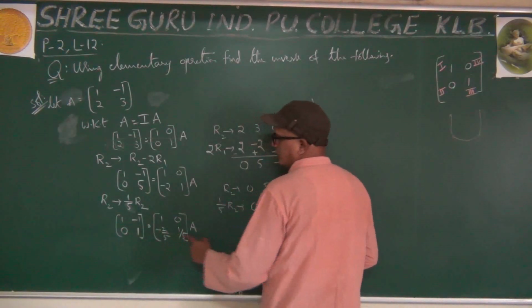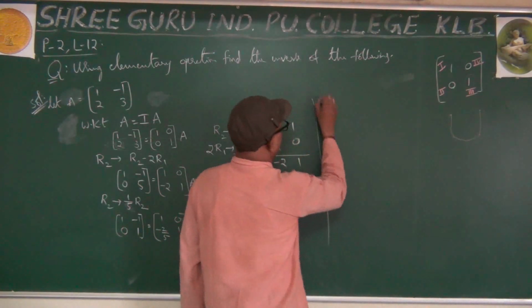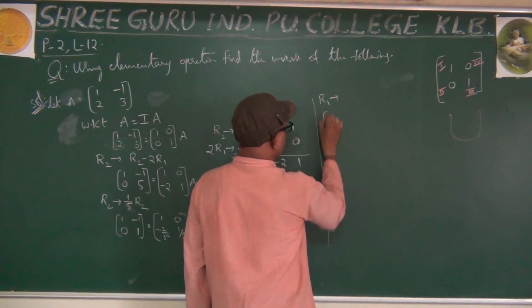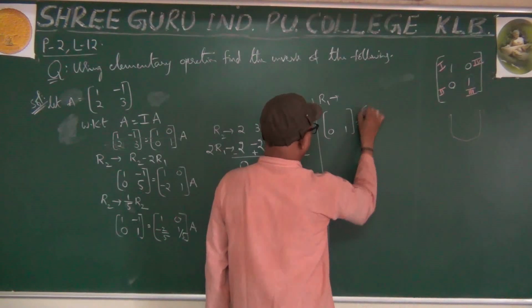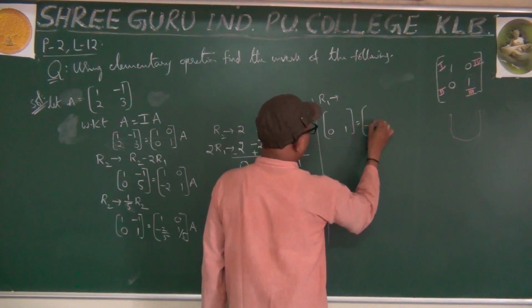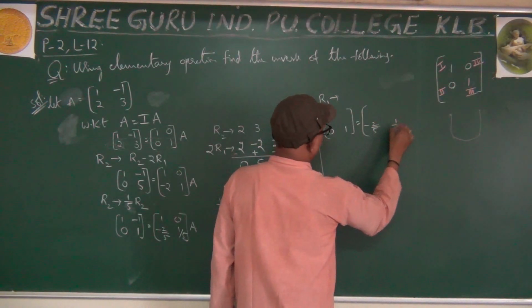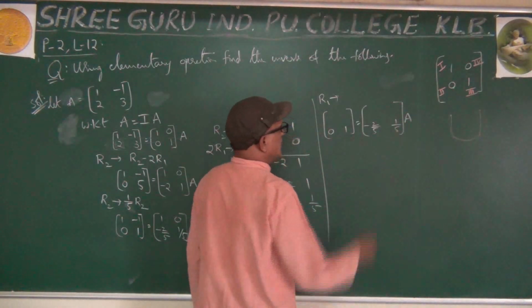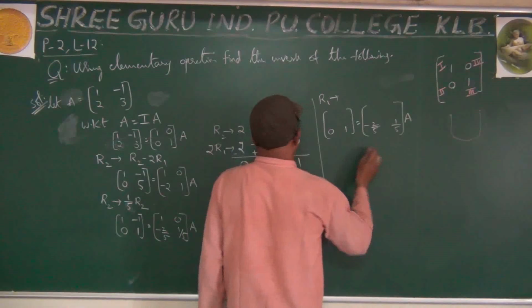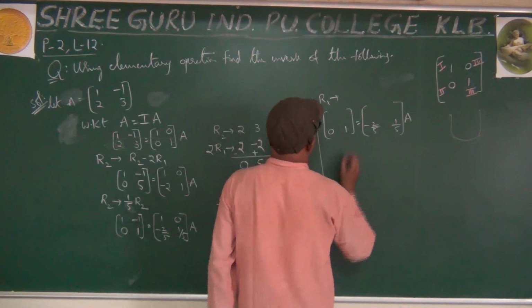Nothing happened to the second row. Keep the second row as it is. What is the second row? 0, 1, minus 2 by 5, 1 by 5. Nothing happened to the second row. The first row we are changing.